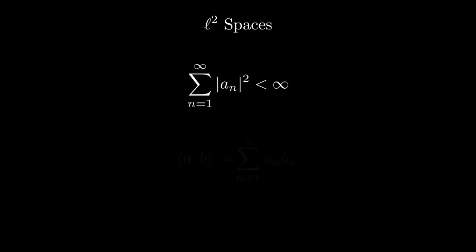with respect to x. Another important example is the space of square summable sequences, denoted as L2 spaces. Here, the sequences represented as a equals the set of a sub n satisfy the condition that the sum of the absolute squares of a sub n from n equals 1 to infinity is finite. The inner product for sequences is defined as the sum of the product of a sub n and the complex conjugate of b sub n from n equals 1 to infinity.